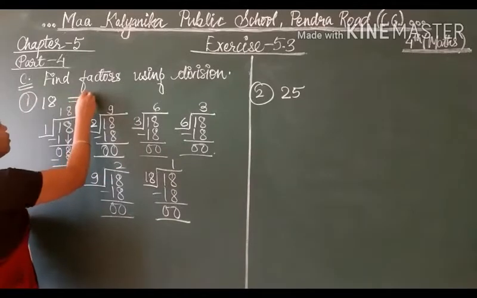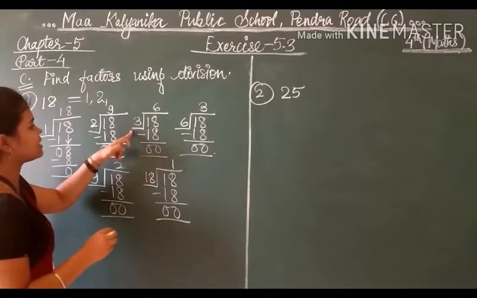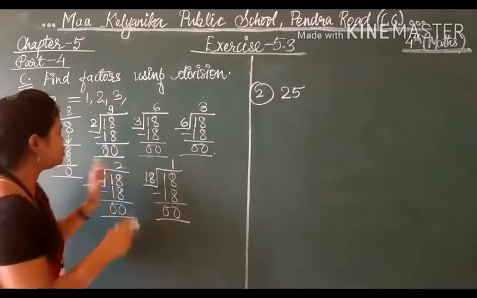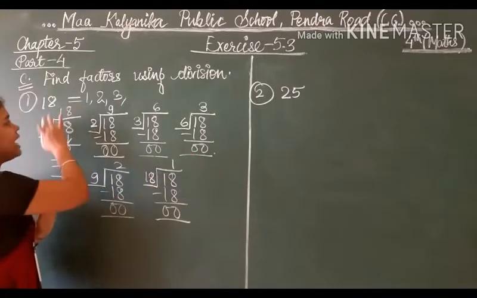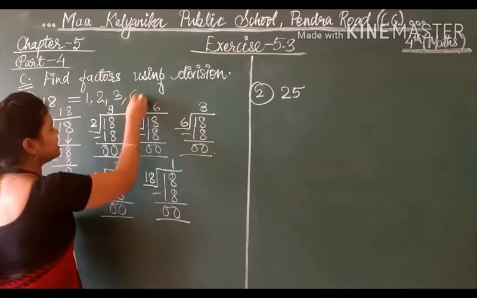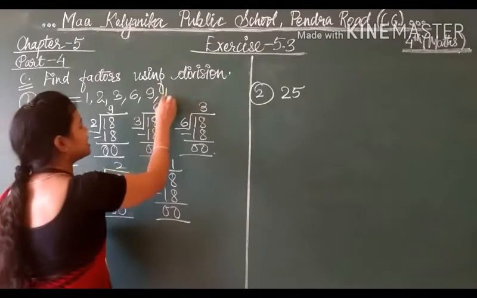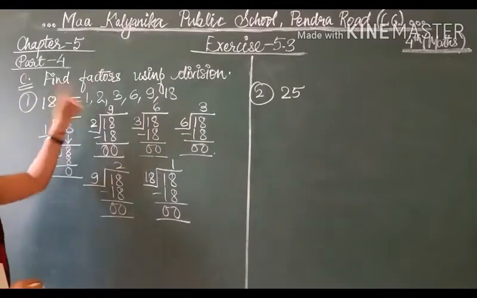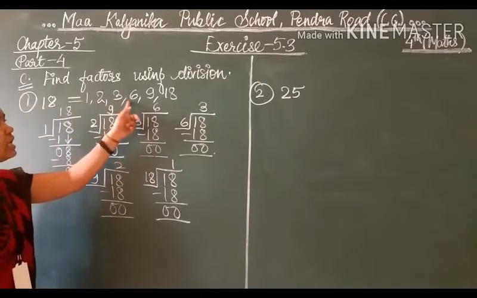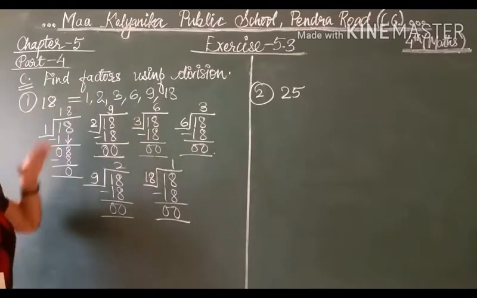So students, 1, then here 2 is exactly dividing 18. So 2 is also a factor. 3 is also dividing 18, because the remainder is 0. Where the remainder will be 0, that will be a factor of the given number. So after 3, 6 is there. After 6, 9 is there. Then after 9, directly 18. So students, 18 is given. So 1, 2, 3, 6, 9 and 18 are the factors of 18 by using the division method.